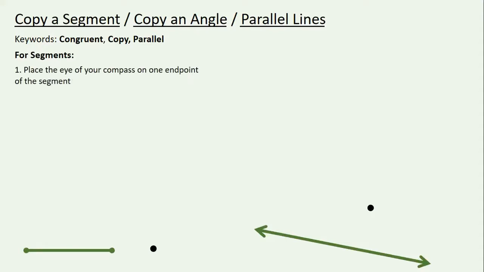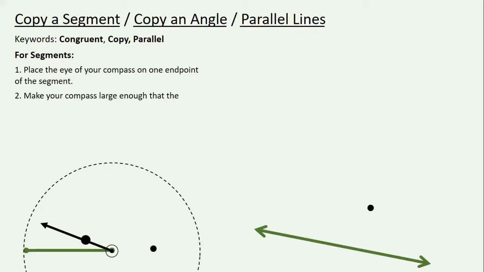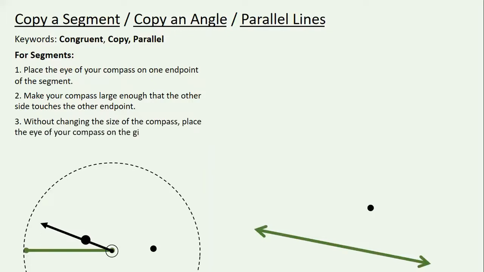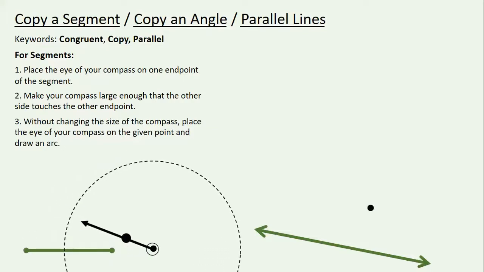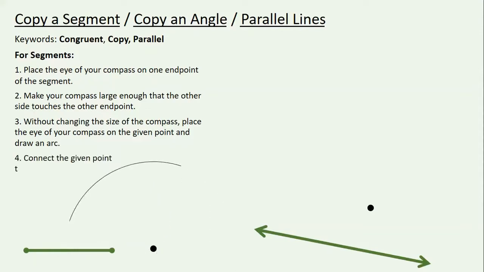For segments, you're going to place the eye of your compass on one endpoint of the segment. Then, you're going to make your compass large enough that the other side touches the other endpoint. As you can see, my circle is large enough that it is touching the other endpoint. Now, without changing the size of our compass, we're going to place the eye of our compass on the new point, that given point, and draw an arc. So we're going to slide our compass over, draw an arc, and then connect our given point to that arc. Yay! We're done! We copied a segment!